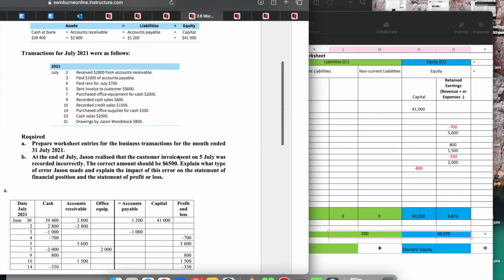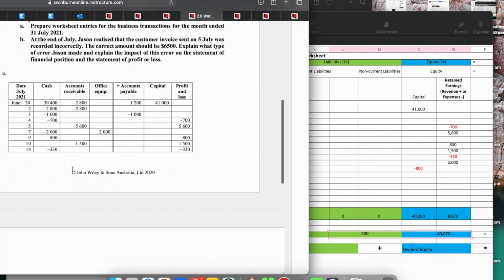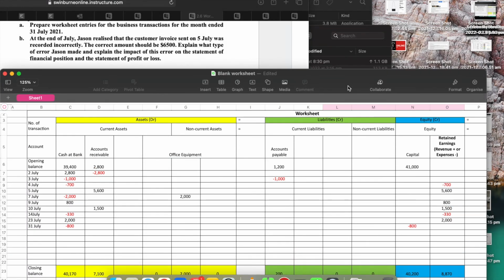Now it does have a part B to it. So let's bring up our worksheet. At the end of July, Jason realized that the customer invoice sent on the 5th of July was recorded incorrectly. The correct amount should be $6,500. Explain what type of error Jason made and explain the impact of this error on the statement of financial position and the statement of profit and loss.